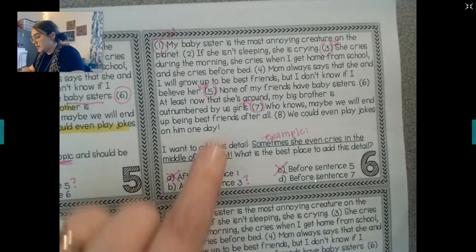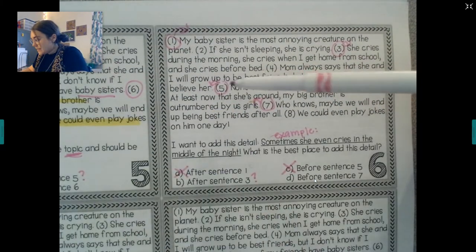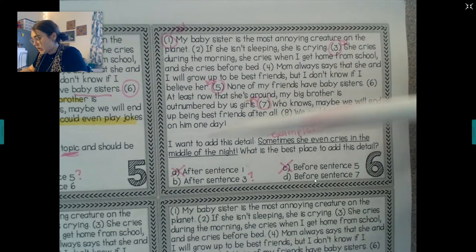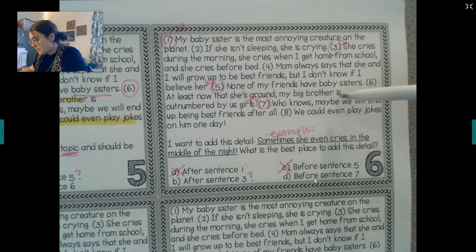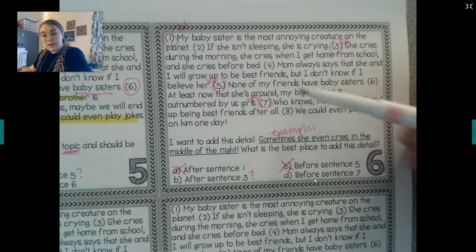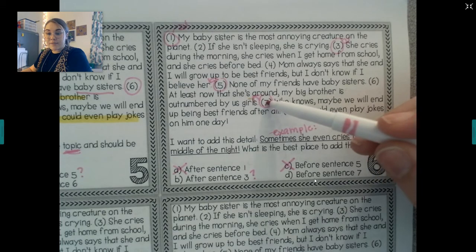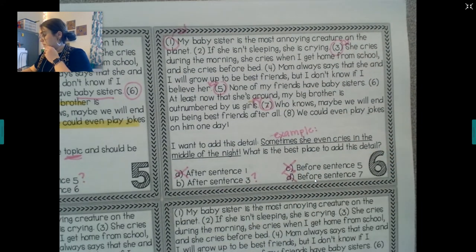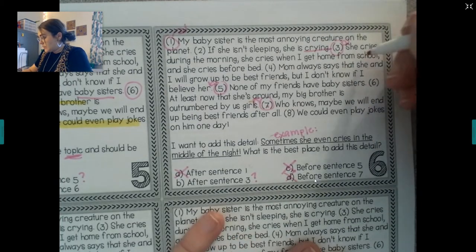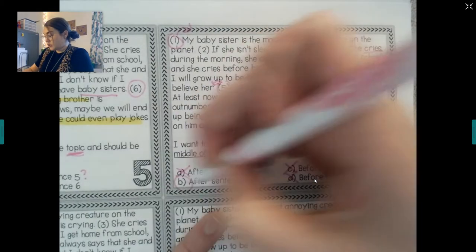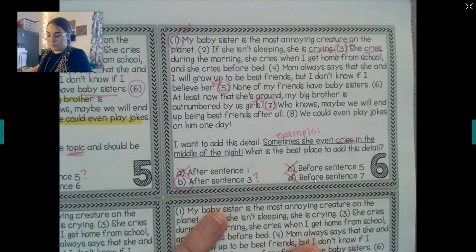Let's try before sentence 7 now. At least now that she's around, my big brother is outnumbered by us girls. Sometimes she even cries in the middle of the night. Who knows? Maybe we will end up being best friends after all. None of the sentences around sentence 7 even talk about crying. My favorite was after sentence 3 because sentence 2 talks about crying, sentence 3 talks about crying, and then this sentence talks about crying. So those match really well together.